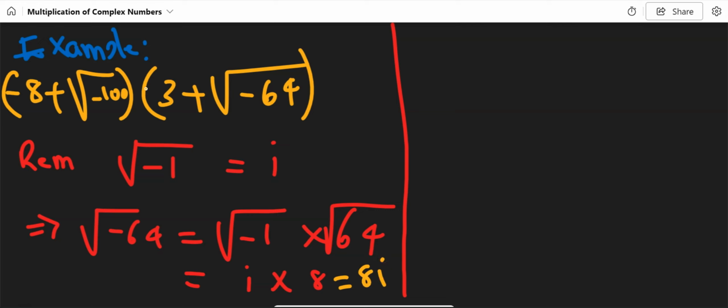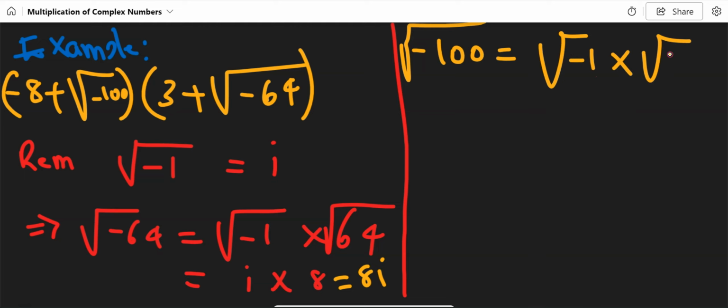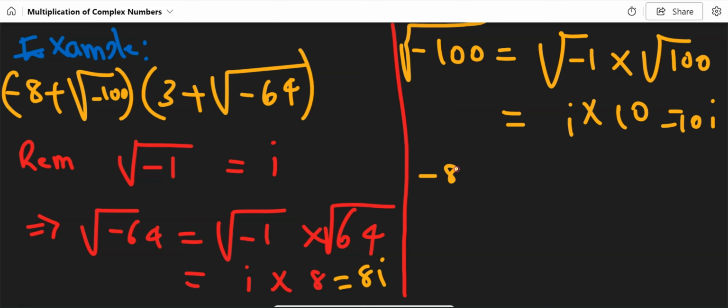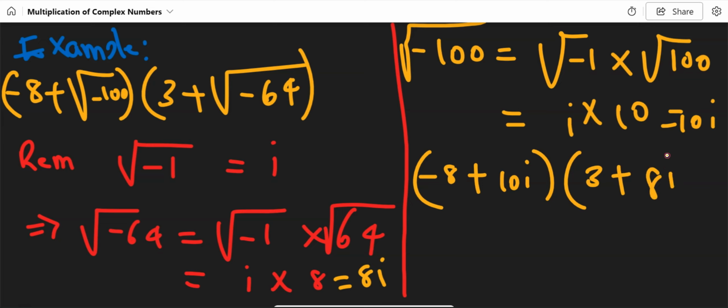Now still the same thing, root of negative 100 can be the same as root of negative 1 times root of 100. This is the same as root of negative 1, this is i, then multiplied by root 100 is 10, so this is 10i. So back now we substitute back to the original equation to have negative 8 plus 10i multiplied by 3 plus 8i. So now our solving starts here.